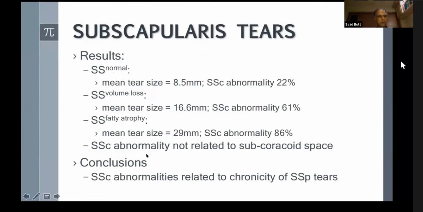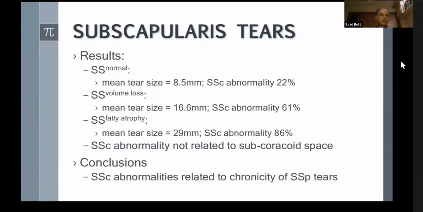So, nutshell, subscapularis abnormalities would be seen more commonly in patients with chronic supraspinatus tears. In acute supraspinatus tears, only in 1/5, in chronic supraspinatus tears, in almost everybody. So that's the bottom line.